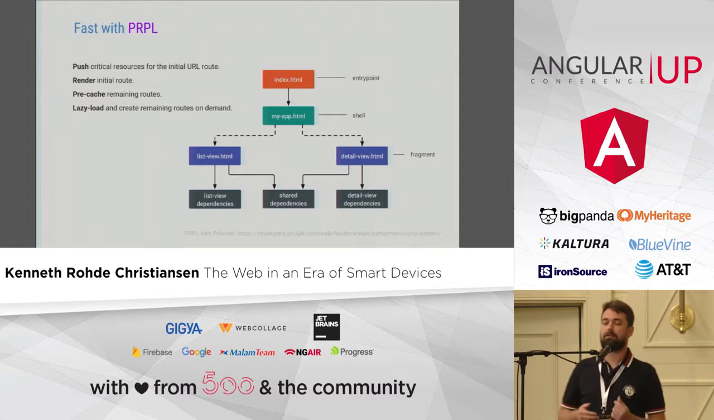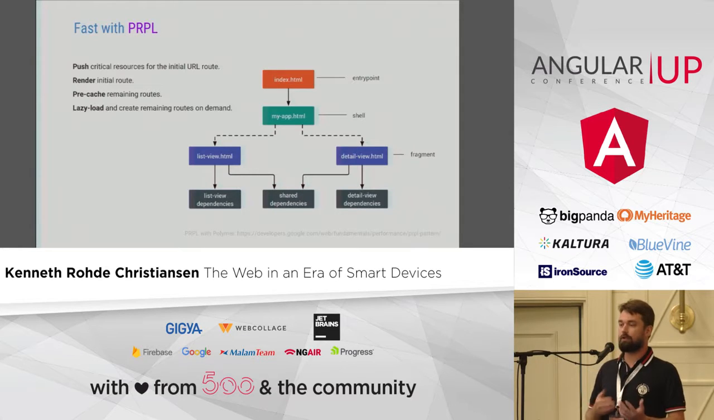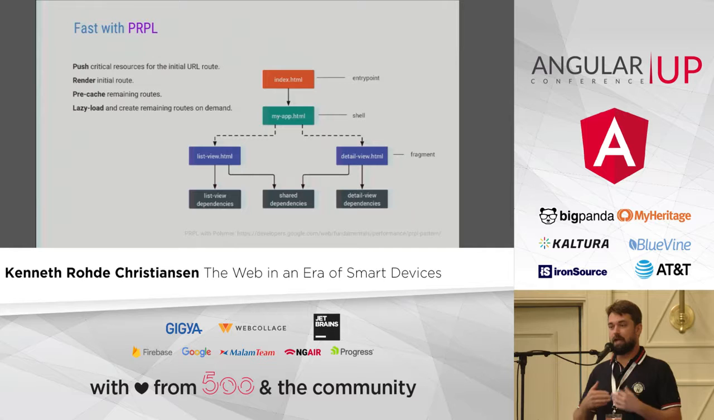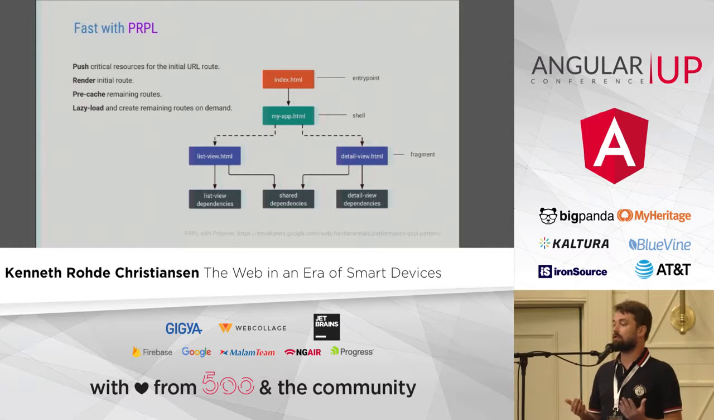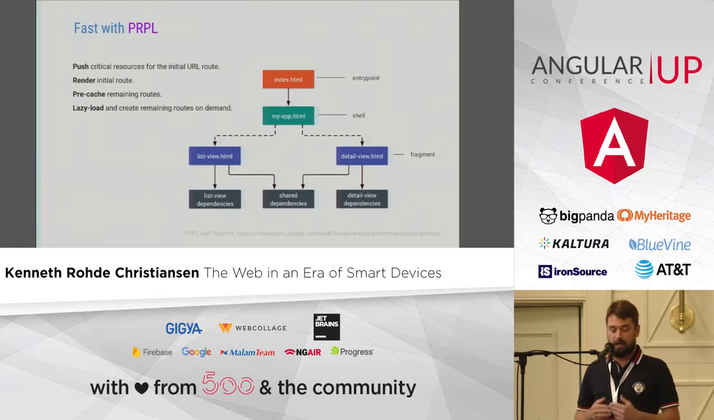The PRPL pattern is a new model from Google, where they try to figure out how we can use all these new exciting features and make it fast by default, because they have a goal that every app should launch in about a second. Maybe 3 seconds is the max, because otherwise people just don't care. And the idea is that you push all the critical resources for your initial view. Keep in mind that this view might not always be the same, because the web has deep links.